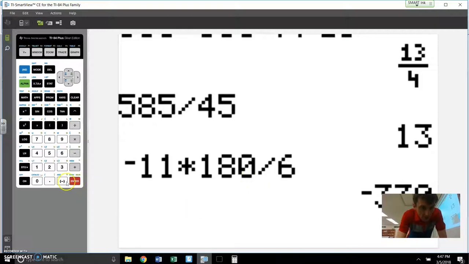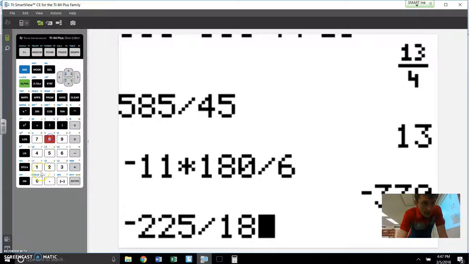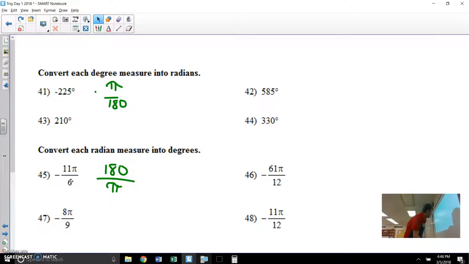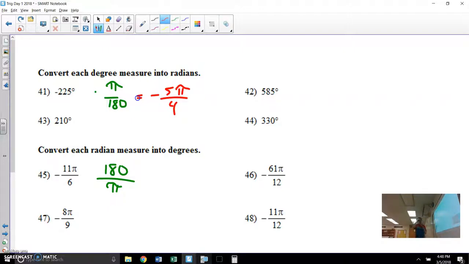negative 225 divided by 180, and again, I want that pi in my answer, so I don't want to put pi in the calculator. It throws the calculator off. But that basically is negative 5/4. So when I do this, basically I'm getting negative 5/4 pi. So basically I'm just simplifying the 225 over the 180 and then slapping a pi on it.